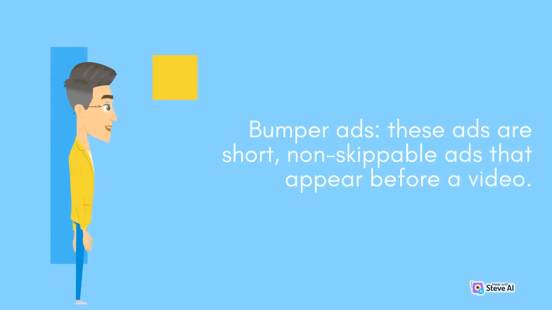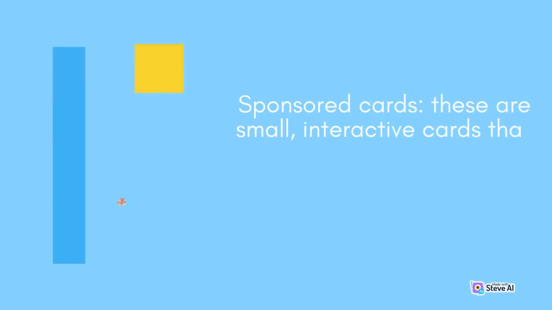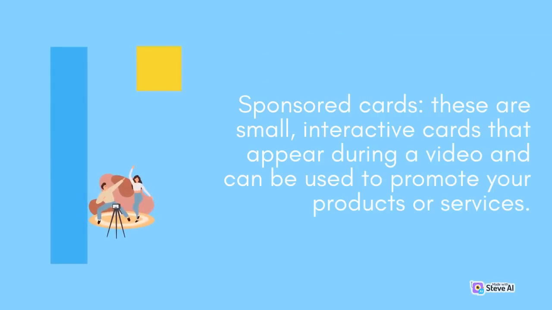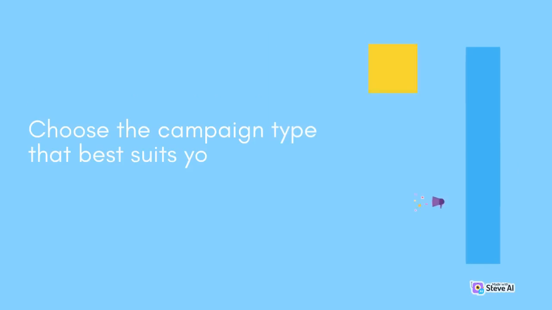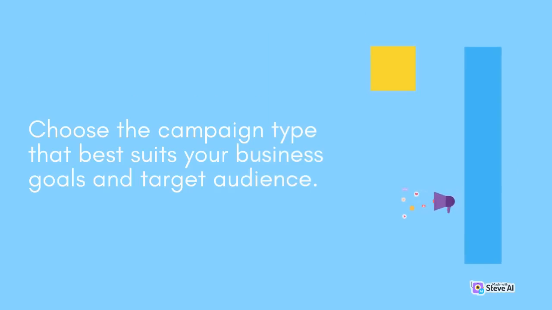Bumper ads. These ads are short, non-skippable ads that appear before a video. Sponsored cards. These are small, interactive cards that appear during a video and can be used to promote your products or services. Choose the campaign type that best suits your business goals and target audience.